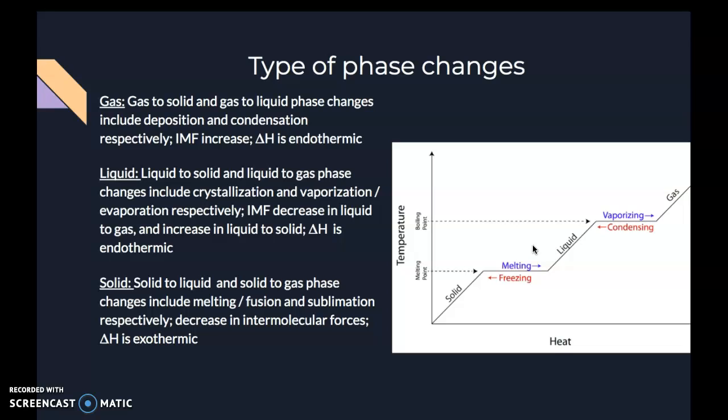The types of phase changes include gas, liquid, and solid phase changes. Attached is a phase diagram. Between the solid and liquid phases, melting and freezing occur, as well as sublimation. There is also an increase of intermolecular forces and an increase in enthalpy of the system. Between the liquid and gas phases, vaporization and condensation occur here, also having an increase in enthalpy of the system.